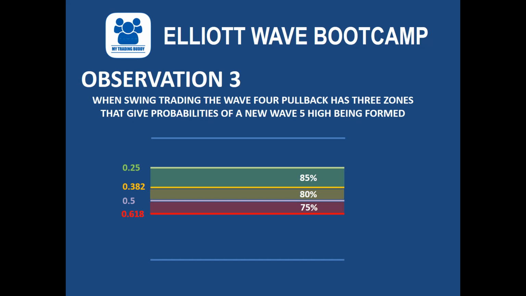So observation 3, when swing trading the wave 4, pullback has 3 zones that give probabilities of a new wave 5 high being formed. And these zones, you'll have noticed on your indicator suite, are already automatically put in for you, and they move dynamically as the wave 3 makes new highs.